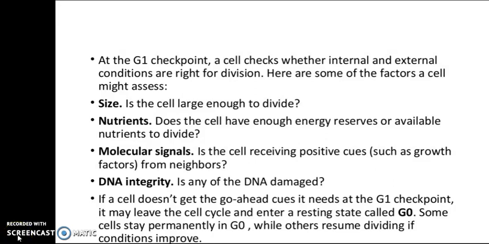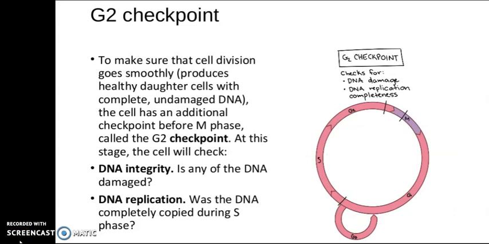If a cell doesn't get the go-ahead cues it needs at the G1 checkpoint, it may leave the cell cycle and enter a resting state called G0. Some cells stay permanently in G0, while others resume dividing if conditions improve. Next is the G2 checkpoint. It makes sure that the cell division goes smoothly.